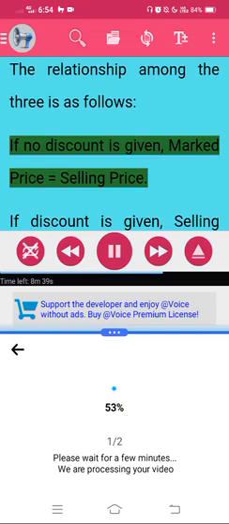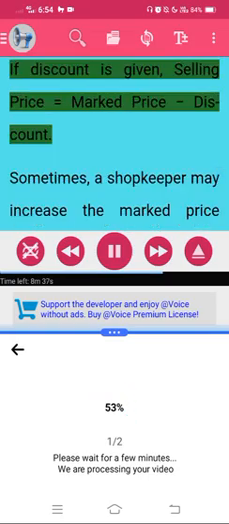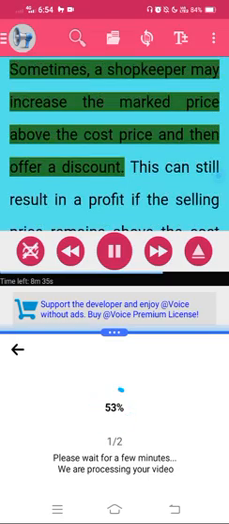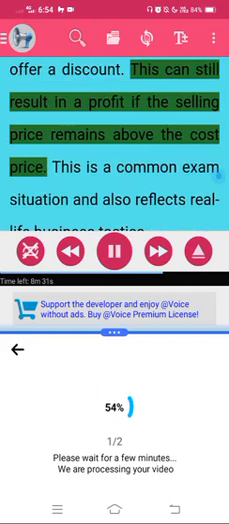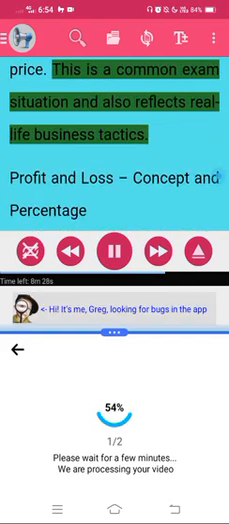If no discount is given, marked price equals selling price. If discount is given, selling price equals marked price minus discount. Sometimes, a shopkeeper may increase the marked price above the cost price and then offer a discount. This can still result in a profit if the selling price remains above the cost price. This is a common exam situation and also reflects real-life business tactics.